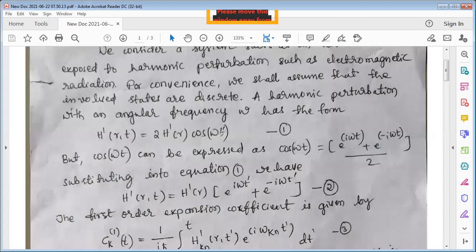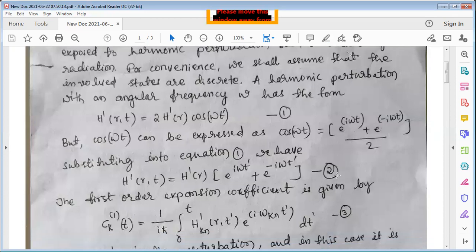Equation 1 clearly tells that the perturbation is a harmonic one, because the cosine term is there, which is a harmonic term. But this cos omega t can be expressed as cos omega t is equal to e raised to i omega t plus e raised to minus i omega t, divided by 2. And substitute this into equation 1.